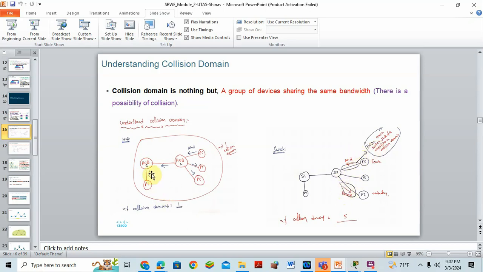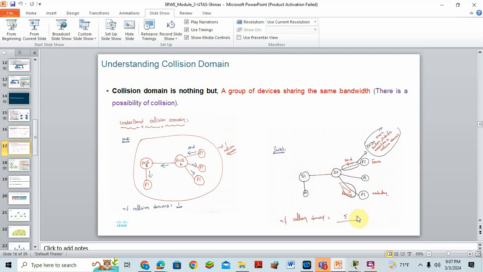Okay, so here in a hub only one can send, all others will receive. That means there is only one collision domain. In a switch, we can send and receive at the same time. That means each link is a collision domain. So that's why we have 1, 2, 3, 4, 5 links. That's collision domain is 5.